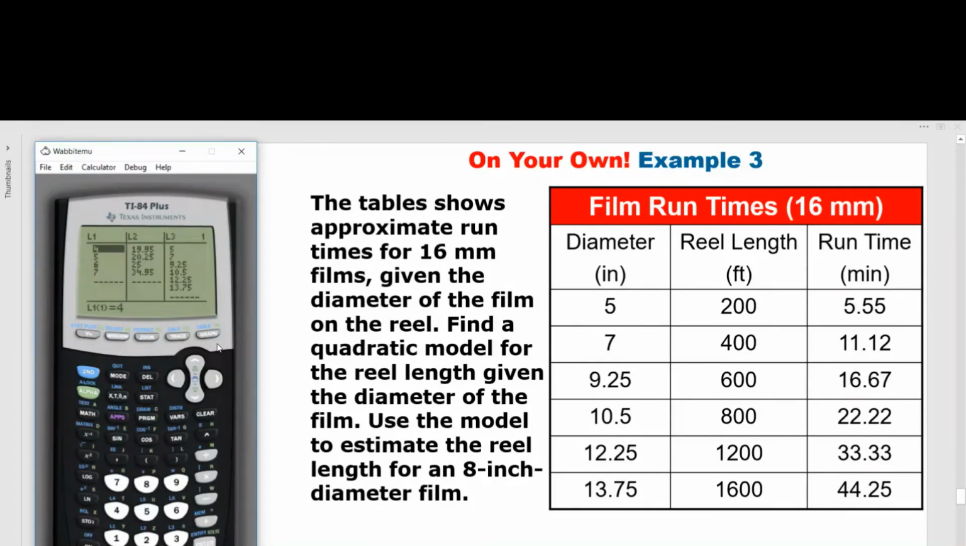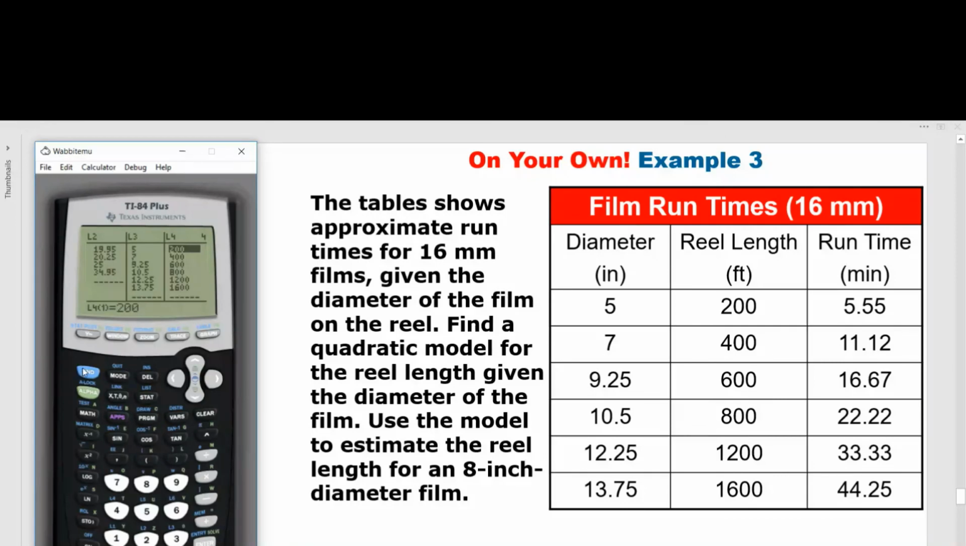And now I'm going to go ahead and go to L3. I'm going to put my X's in L3, and I've already done that, and I hope you have too. And then I'm going to go over to L4 and list my Y's, the ones that I want, 200, 400, 600, and there they are right there. Okay, so now all I have to do, I need to do my model, quadratic model.